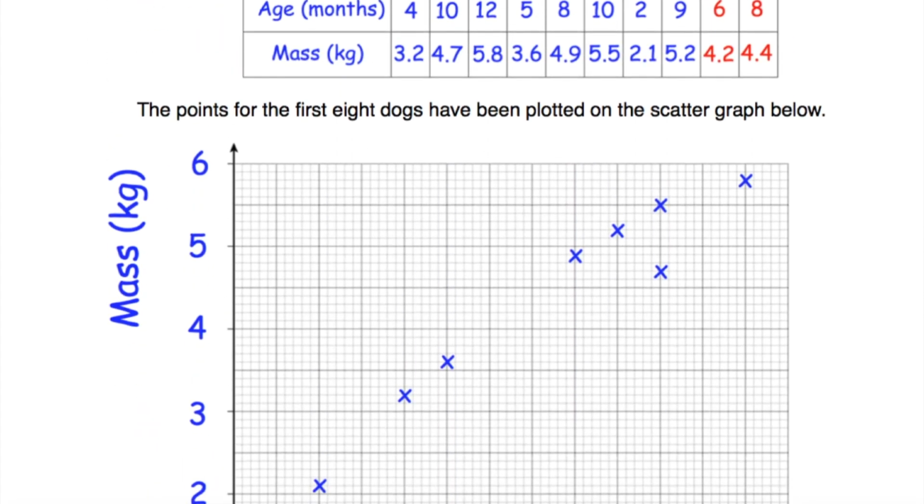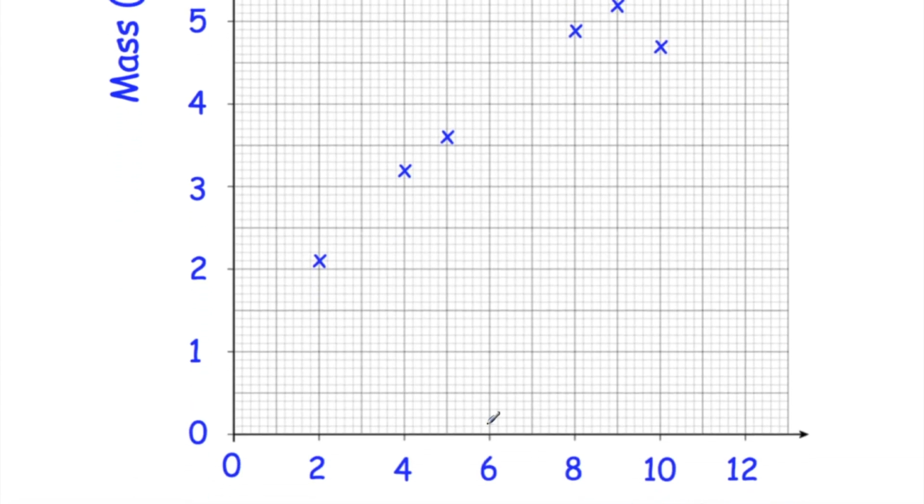So 6 months old and 4.2. The 6 months old is here, and we're going to go up to 4. Now we want to go to 4.2. Let's see what each one of these little boxes are worth. So we've got 10 little boxes between 4 and 5, so that means each one must be 0.1. So if we go to 6 again, we've got 4, then 4.1 and 4.2. So that would be there. The 6-month-old dog weighs 4.2 kilograms, and we've plotted that point.